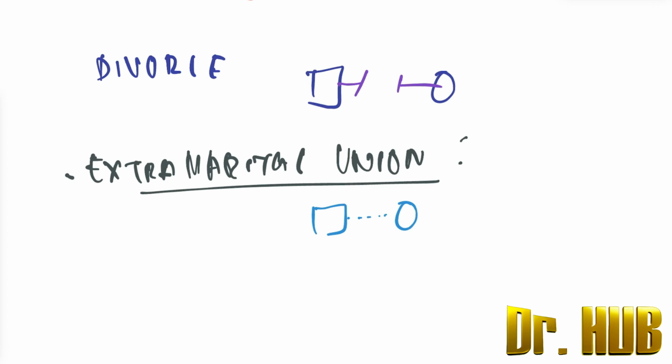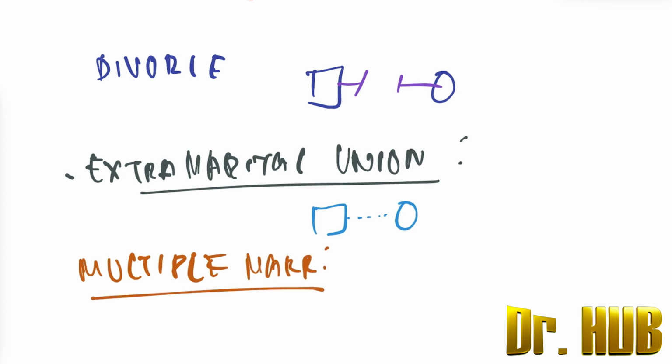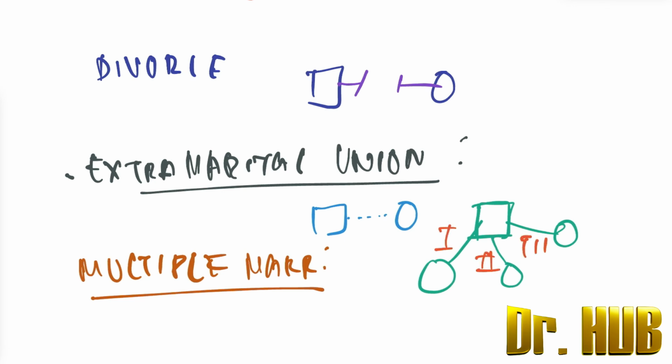Now in terms of the multiple marriages, how to represent multiple marriages? So multiple marriages is represented by a male as a square and the females as circles, and we represent the number 1, 2 and 3 and so on. So this means the multiple marriages.